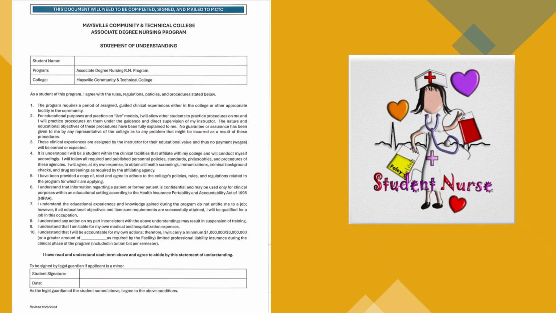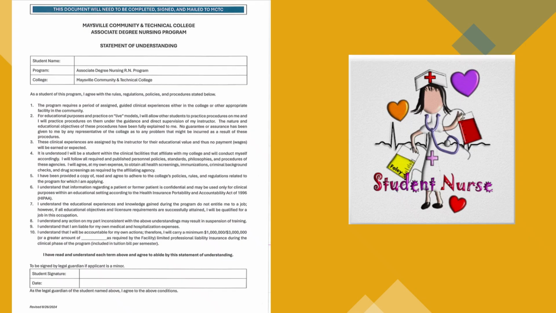I understand that I am liable for my own medical and hospital expenses, and I understand that I am accountable for my own actions. Therefore, I will carry the minimum liability insurance, which again is in your tuition cost each semester. So you say, I have read and understand each term above and agree to abide by this statement of understanding, and you sign it and date it, and you'll return that with your admission packet.